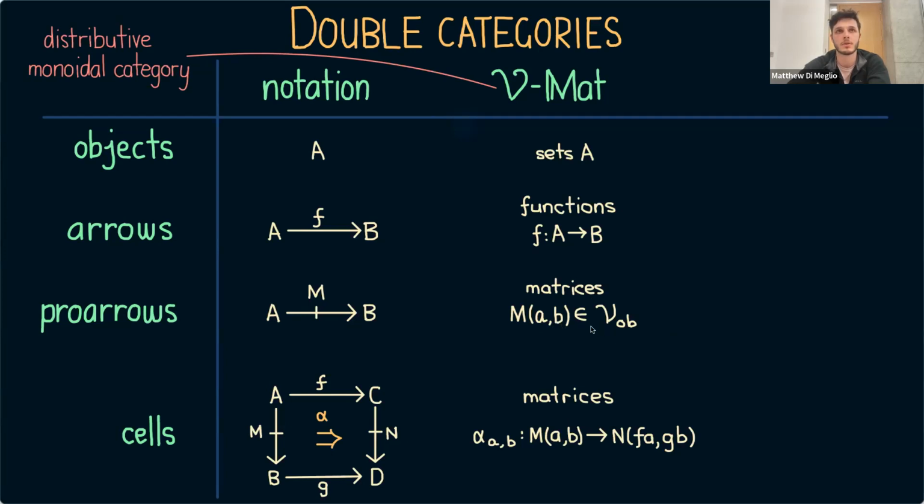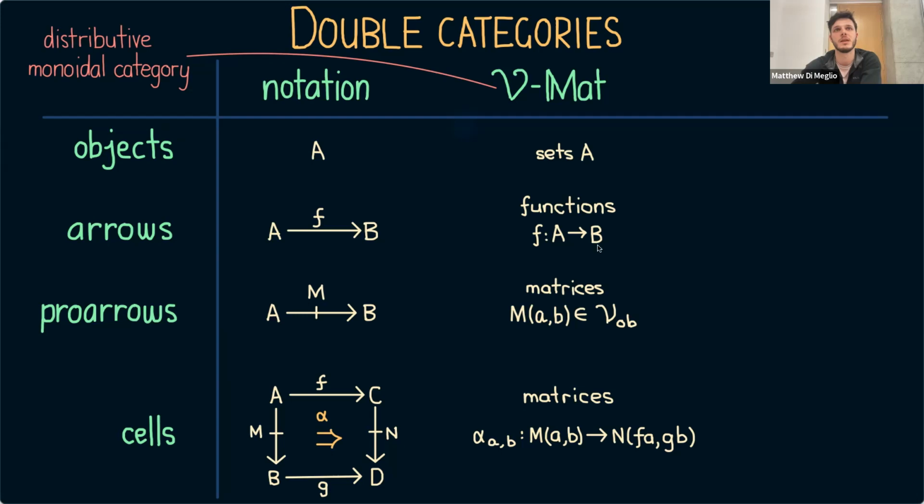Now, in order to talk about composition of these matrices, this is where the coproduct of our monoidal category comes in. The coproduct is a part of the distributivity assumption. So it's the usual matrix product formula, where the sum is given by the coproduct and the multiplication is given by the tensor product.